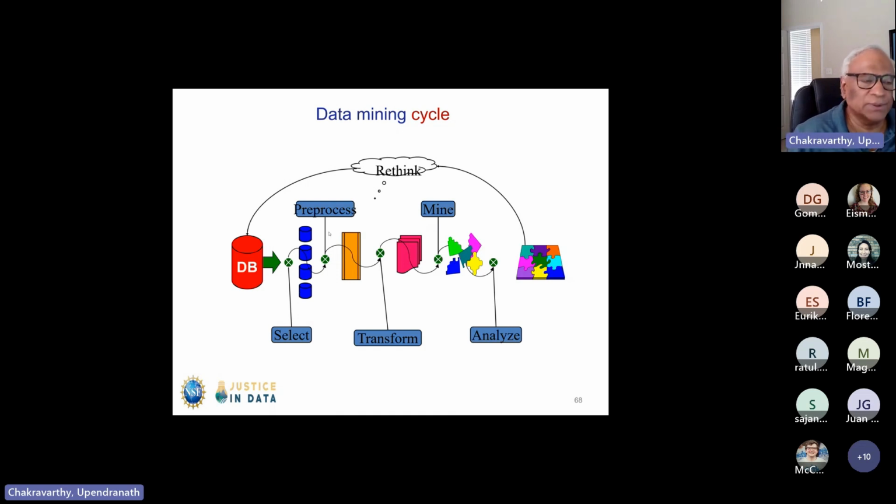You have to do some pre-processing. Then you may have to transform the data to a particular format that is accepted by the mining algorithm, and then do the mining, and then you analyze. And once you analyze, you have to see whether that analysis matches with the domain information. If not, you may have to go through this iterative process. So this is important to understand. It is not just a one-shot thing, taking whatever output comes and then saying, I'm done.